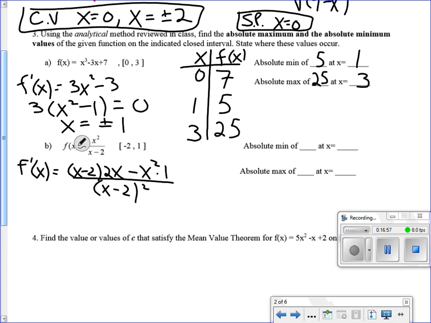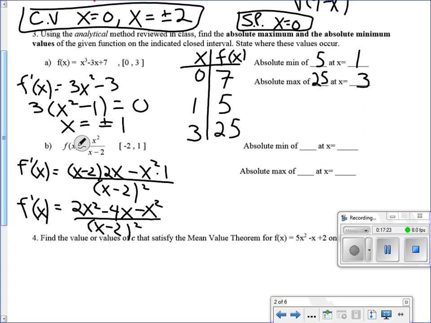And because, to get critical values, you're going to be setting both the numerator and the denominator equal to 0, you want to clean that numerator up. If we distribute the 2x over the x minus 2, we have 2x squared minus 4x, and we still have that other minus x squared. So x minus 2 over x minus 2 squared.